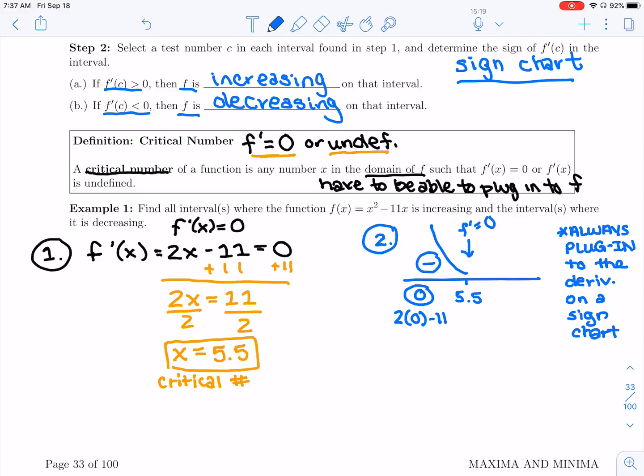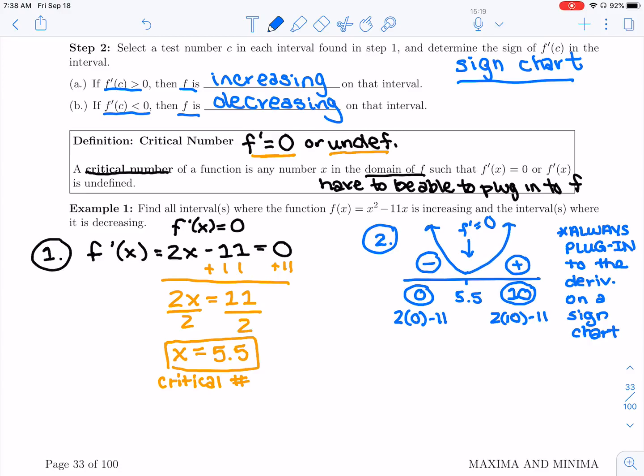I can choose any number after 5.5. I'm going to put it in a circle. It's a random test value. I made it up. After 5.5, I would probably just plug in 10. I just like to plug in numbers that I think are easy to multiply out, but you can plug in whatever you want. You could just plug in 6 if you wanted to. So plugging into the derivative always, 2 times 10 is 20. 20 minus 11 is definitely going to be positive. So my original function must have been increasing.